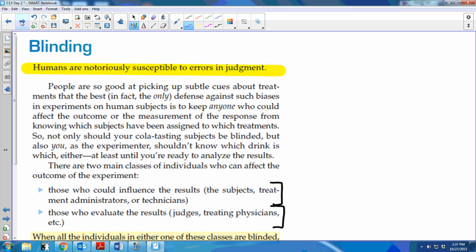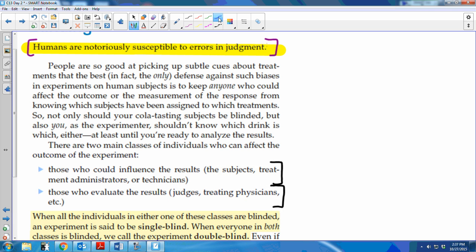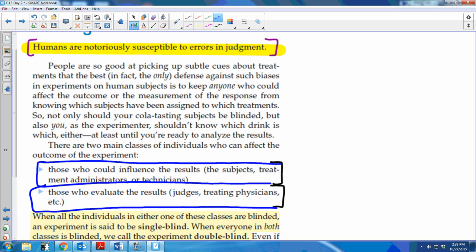Another thing you need to consider is blinding. I like this note from our book. Humans are notoriously susceptible to errors in judgment. Okay? People in your experiment can introduce bias, so you want to eliminate it. And a way to eliminate bias is by blinding. There are two general groups of people, all right? There are people who could influence the results, so subjects, people that are administering treatment, or technicians or something. There's also people that evaluate the results, judges, people analyzing your results, etc. Okay?